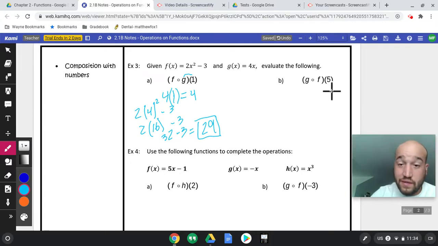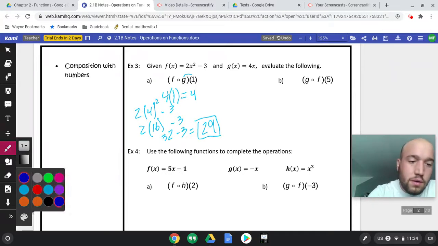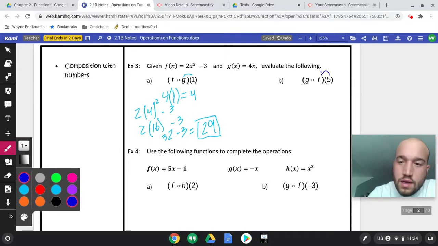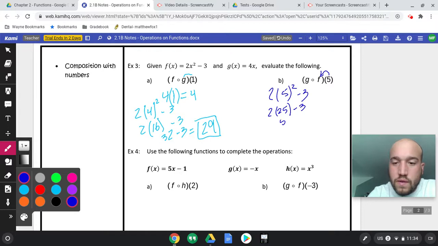All right, our next one. g of f of 5. So same thing. Let's start by plugging that 5 into the f. So in our case, it'll be 2 times 5 squared minus 3. 5 squared is 25, so 2 times 25 minus 3. 50 minus 3, which gives us 47. Now we take that 47 and we're going to plug it into the g. So all we have left to do is 4 times 47.